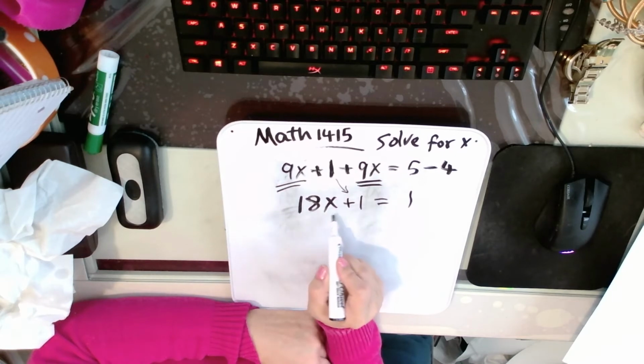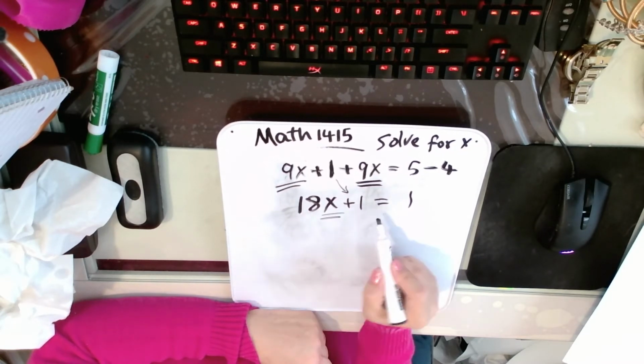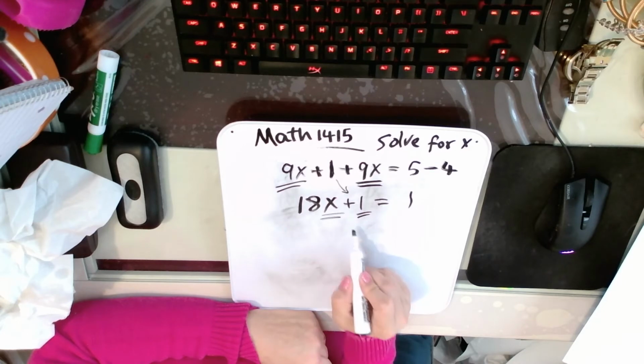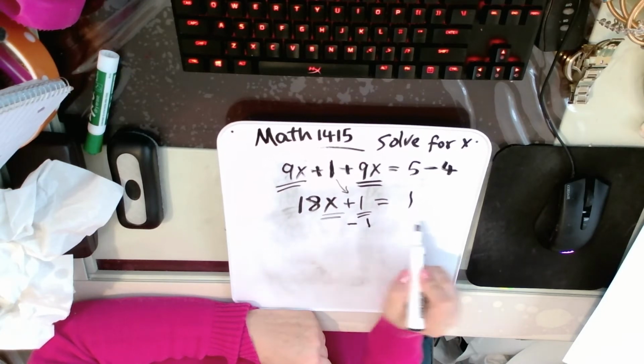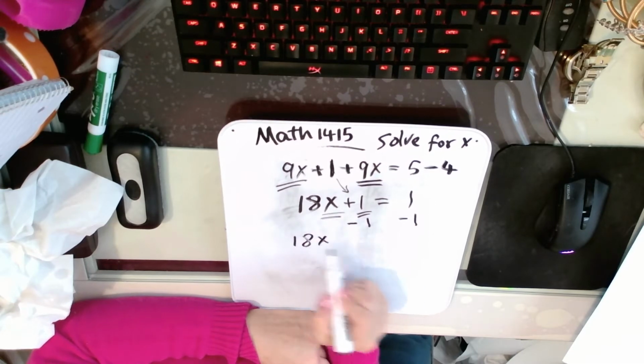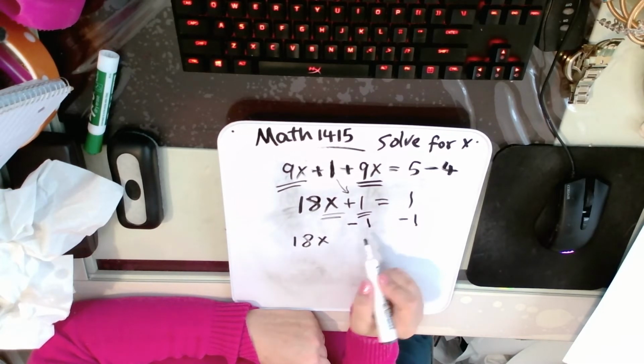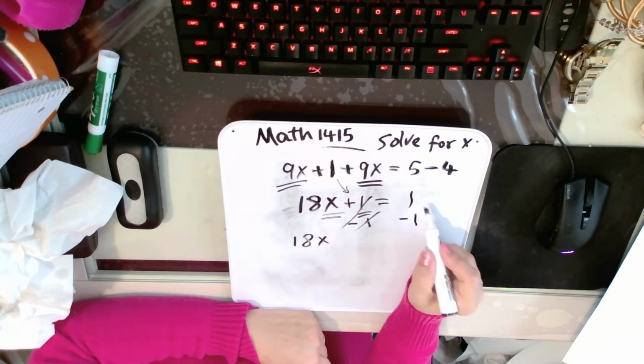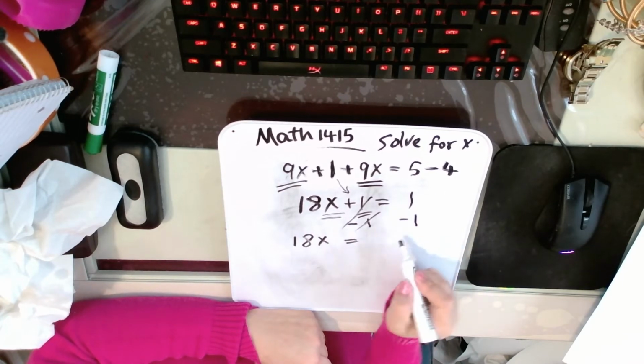So we need the value of x. We have to get rid of this 1. So we're gonna subtract 1 from both sides. So 18x, 1 minus 1, 0. Equals 1 minus 1 equals 0.